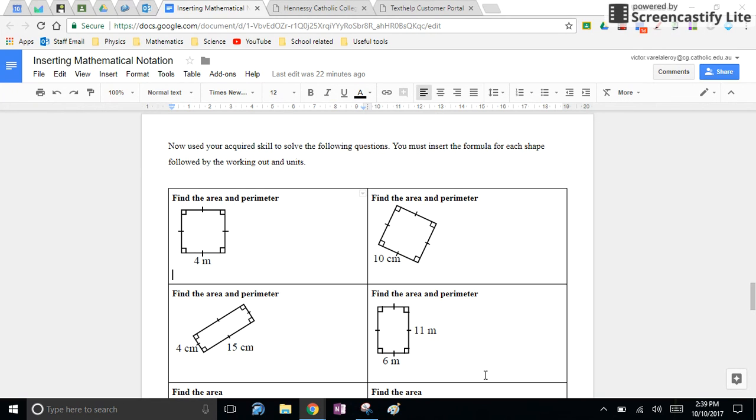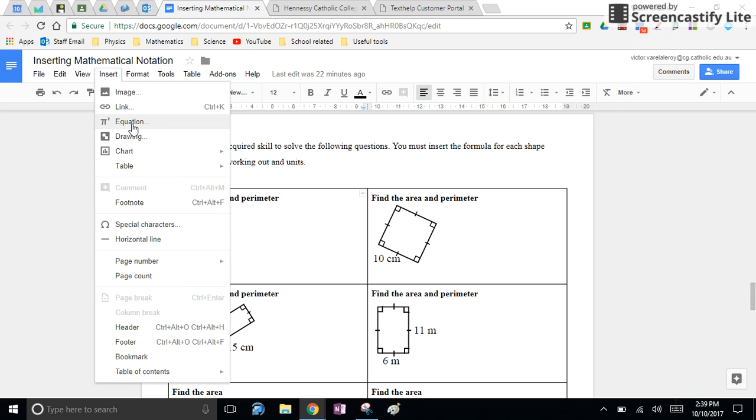I want you to continue working on this sheet that some of you have started, and I'm going to show you some shortcuts that you might want to use to make things a little bit easier. So this question here, as you can see, it's a square, and it says we need to find the area and the perimeter. So as you know, we'll first start inserting the equation.